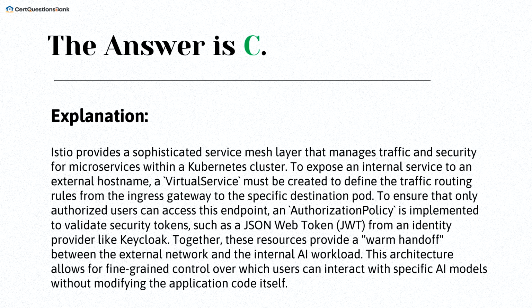To ensure that only authorized users can access this endpoint, an authorization policy is implemented to validate security tokens, such as a JSON Web Token (JWT), from an identity provider like Keycloak. Together, these resources provide a warm handoff between the external network and the internal AI workload. This architecture allows for fine-grained control over which users can interact with specific AI models without modifying the application code itself.